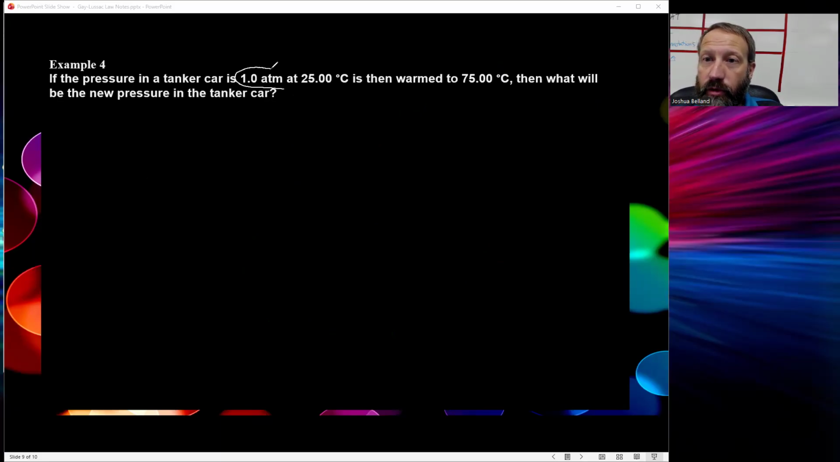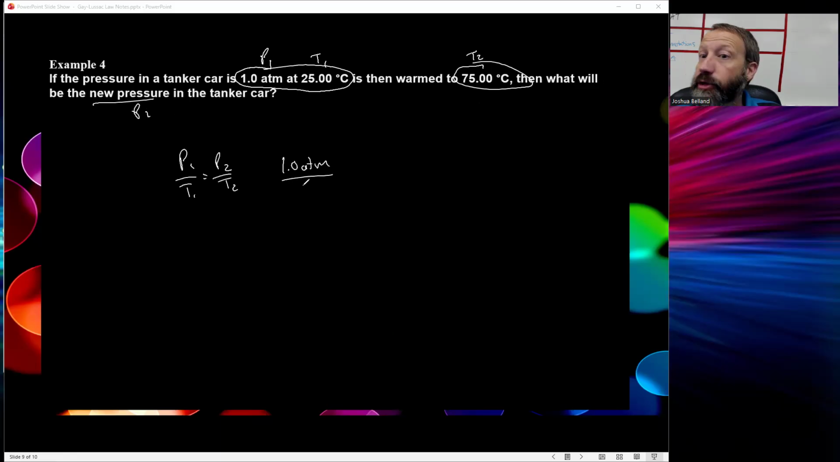So I have one atmosphere at 25 degrees Celsius. So that's a pressure, and I'm just going to call it P1, and that's the temperature I'm going to call T1. Doesn't really matter as long as I keep the pair together, and this is obviously a pair. And then here's my T2 because it's my other temperature. And so I'm looking for the new pressure, so that's P2. Okay. So P1 over T1 equals P2 over T2. And I have one atmosphere over 25 degrees Celsius, that's 298 kelvins.